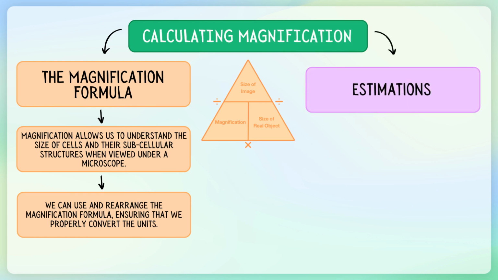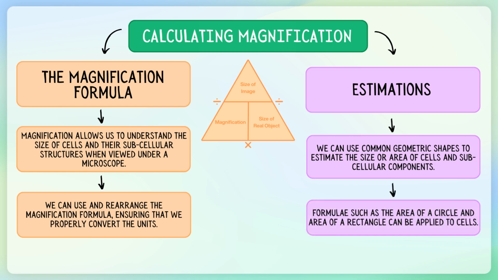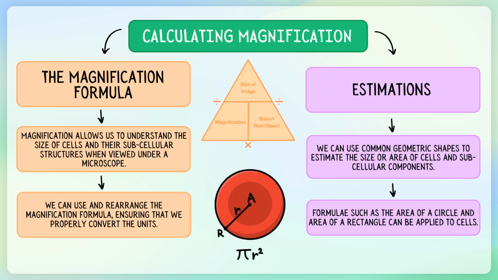We also covered how to make estimations to judge the relative size or area of cells and subcellular structures. Estimations can often provide a quick understanding of proportions and scales, which is helpful in both practical laboratory settings and theoretical contexts. We went over some examples to practice making these estimations.